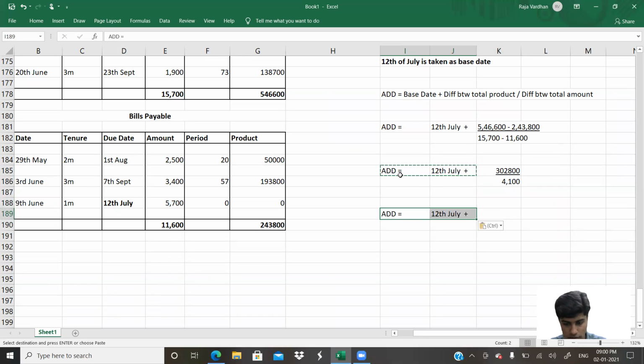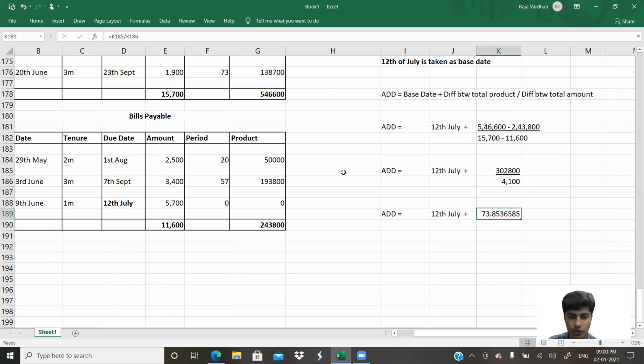12th July. Now tell me, how much is 3,02,800 divided by 4,100? 73.8563 days. Okay, I would round it off. When I round it off, I would actually take it as 74 days.